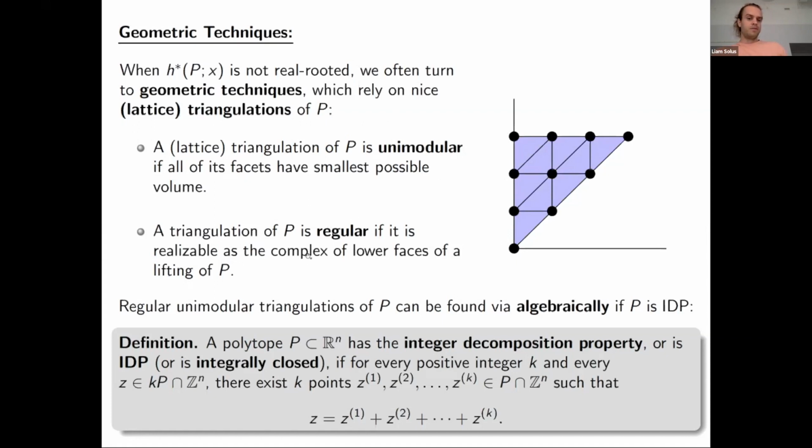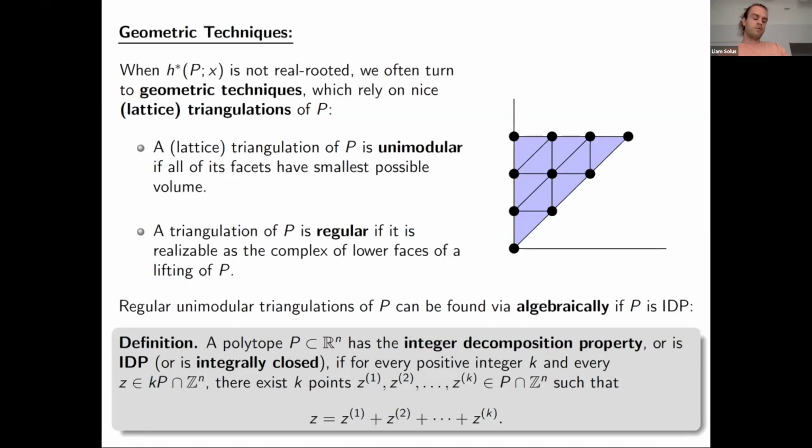Another nice property of triangulations is when they are regular. So this means that we want it to be realizable as the complex of lower faces of some lifting of P. So in particular, we're going to embed our polytope into n+1 dimensional space. And then we're going to imagine that we lift our lattice points in it up into this new dimension. And then we're going to take the convex hull of that. And when we look at it from below, we're going to project the faces we see back down onto our polytope to get a subdivision. If our lifting function was sufficiently generic, then this will give us a triangulation.